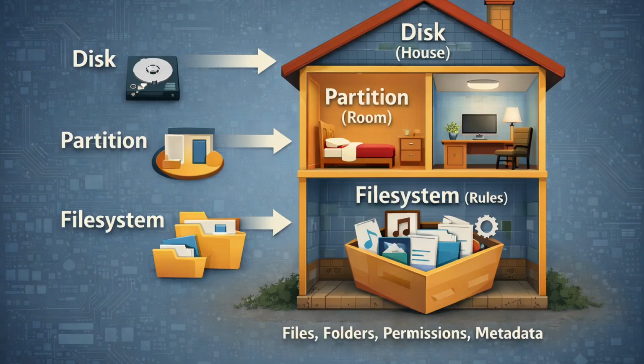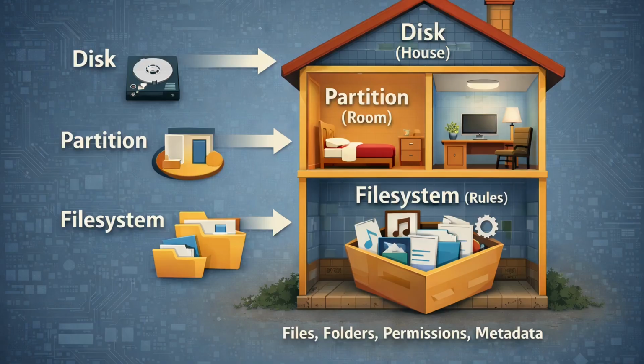When people say "I have a disk", in Linux this usually means a few different things. There is a physical disk, for example an SSD or HDD. On the disk you can create partitions, and on these partitions you create file systems. So these are three different levels.